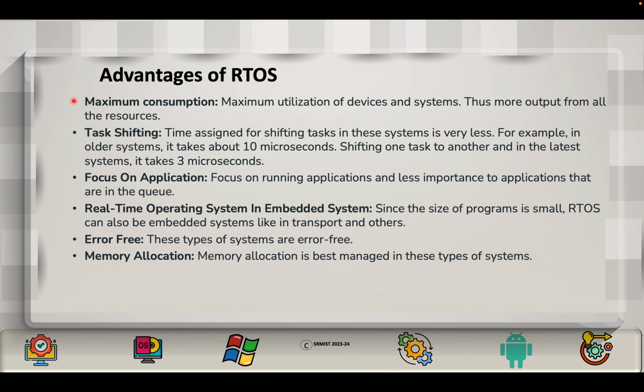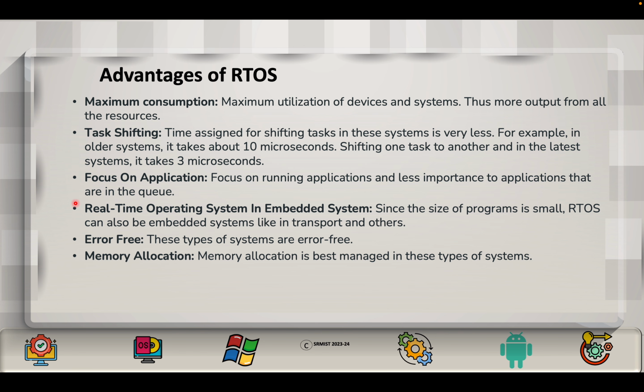Advantages of RTOS: maximum consumption. Maximum utilization of devices and systems is possible in RTOS. There is more output from all the resources. Second advantage: task shifting. The time assigned for shifting tasks in this system is very little. For example, in older systems it takes about 10 microseconds to shift from one task to another, and in the latest systems it takes 3 microseconds. Third advantage: focus on applications. Focus is on running applications, with less importance given to applications that are in the queue.